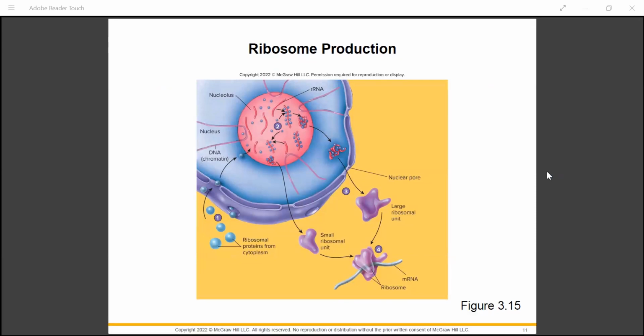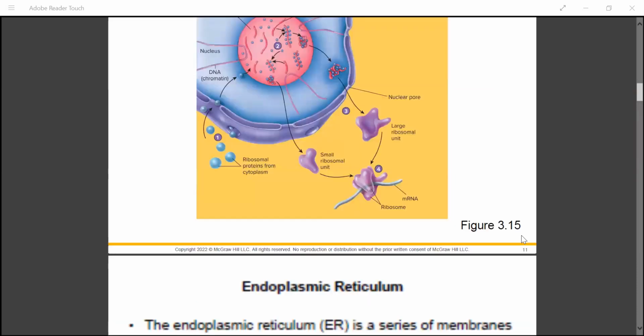So this diagram just shows how a ribosome itself is made. There's not too much to look into on this one. It's just showing that ribosome components go into the nucleus and nucleolus, and it creates our ribosomal units, which become a ribosome to translate the mRNA.